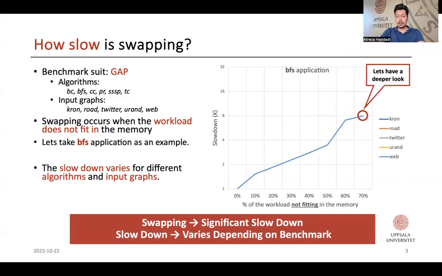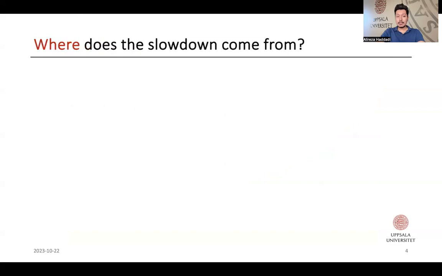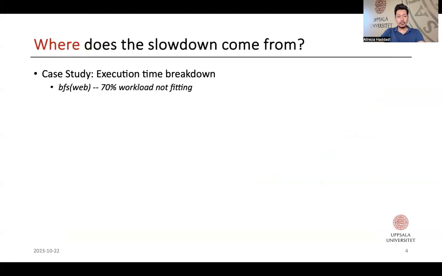Now let's have a deeper look at the point where 70% of the workload for the BFS algorithm and the web input graph does not fit into the main memory, and let's see where the slowdown comes from. So we have a case study here: the BFS algorithm, the web input graph, where 70% of the workload does not fit into the main memory.